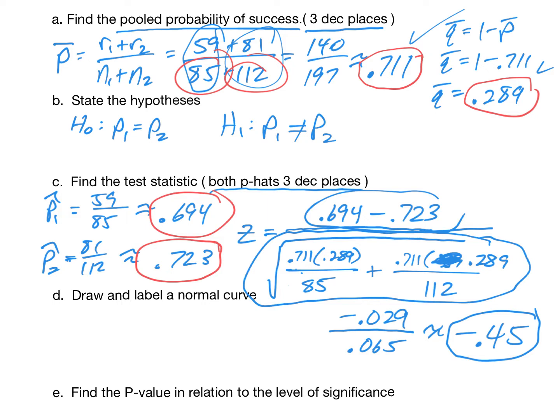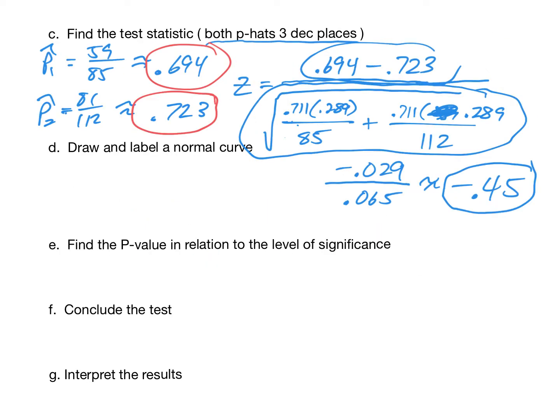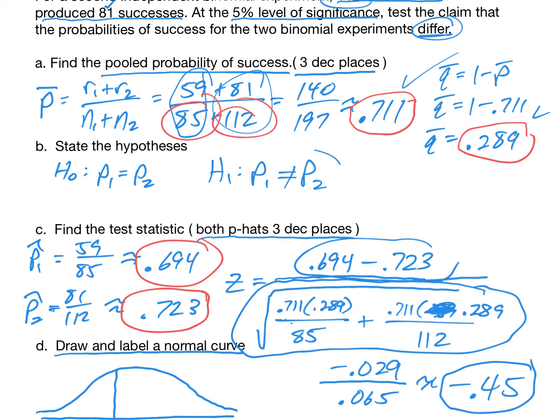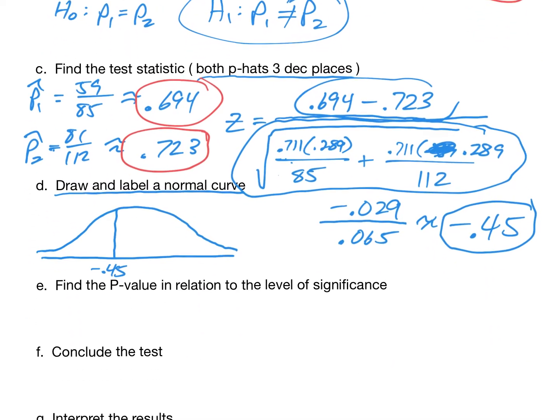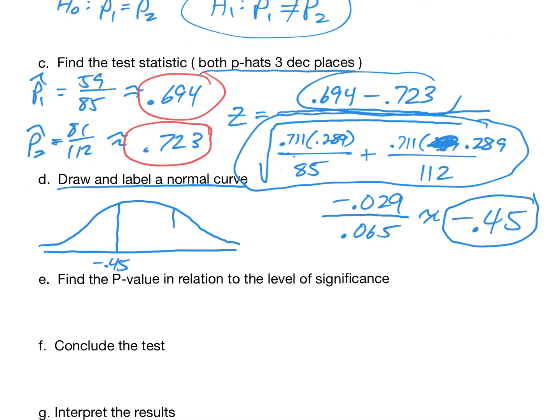That, ladies and gentlemen, is your Z. So now, the next question says, draw and label a normal curve. So it's going to be your job to draw a normal curve. Where does negative 0.45 appear? About right here. Now you have to go back to the hypothesis. The alternate hypothesis is a not equal to, so you should know this is a 2-tail. So not only will you have a negative 0.45, you'll have a positive 0.45.